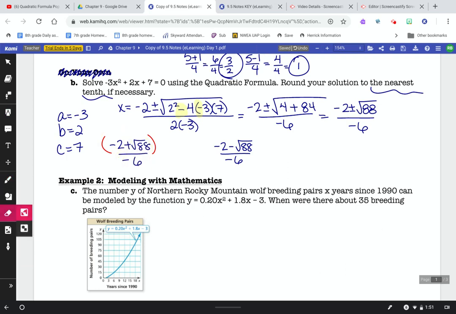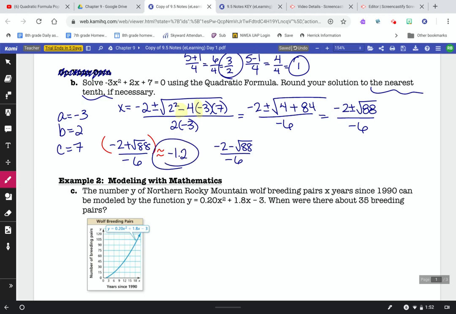So let's put this into our calculator. In parentheses, negative 2 plus root 88, divided by negative 6. And you end up getting, when we round, negative 1 and 2/10.